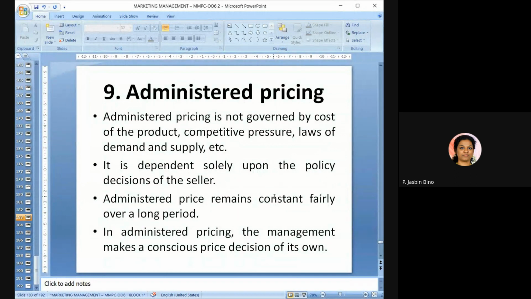It's dependent on the policy decisions of the seller. So they'll be having some policy. Based on the policy, they'll be fixing the price of the product. So this administered pricing will remain constant for a long term. The price of the product will not alter, will not be modified in between. So for a long time period, this price will be the same for the product. That is what is administered pricing. So the management should be very conscious. So cautiously they have to fix the price of the product in case of administered pricing.